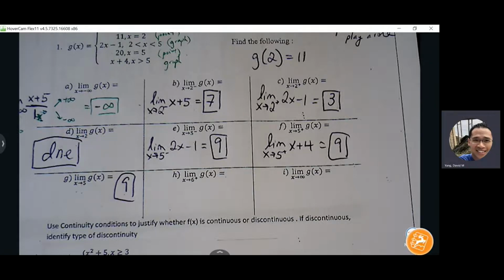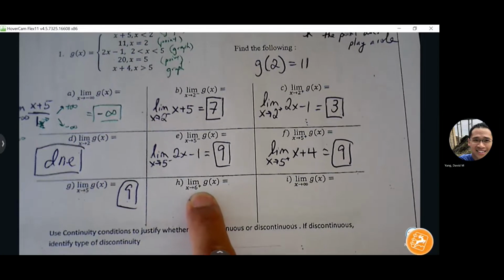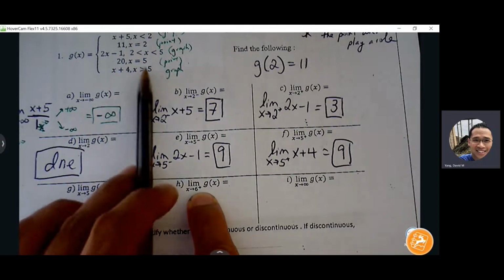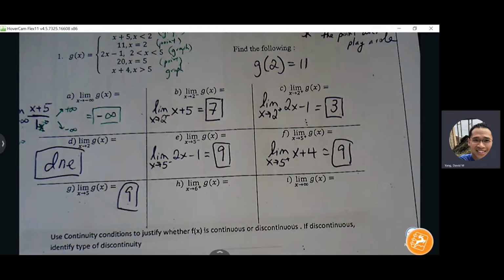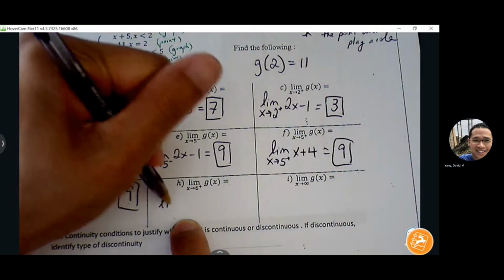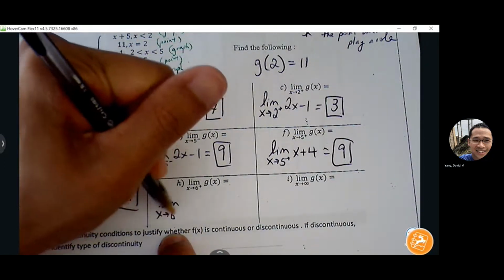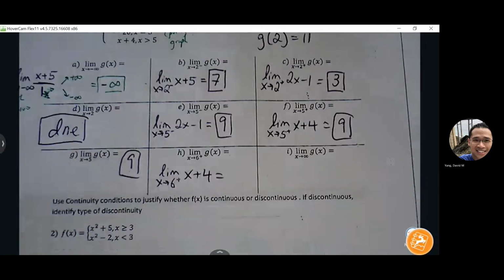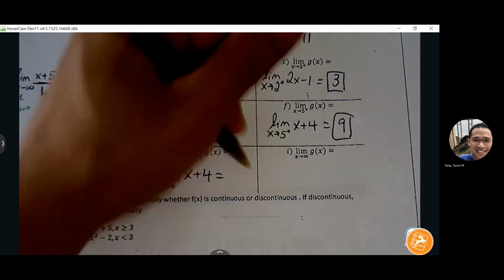Okay, part H, approaching 6 from the right side of 6. x plus 4, right? I mean, this is way out past our, it's not even close to 5, so we know for sure it's going to be greater than 5. Okay. Limit is 10.